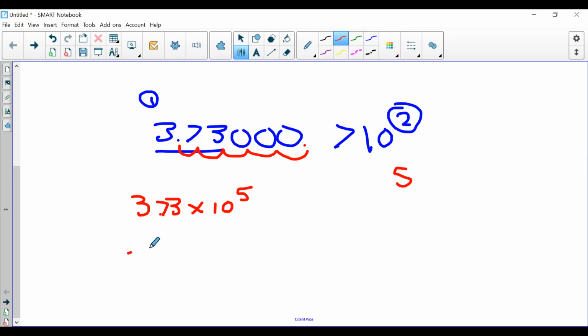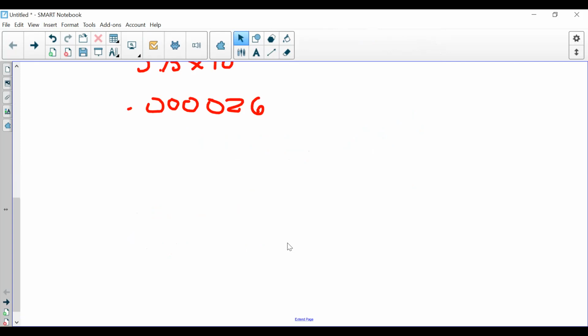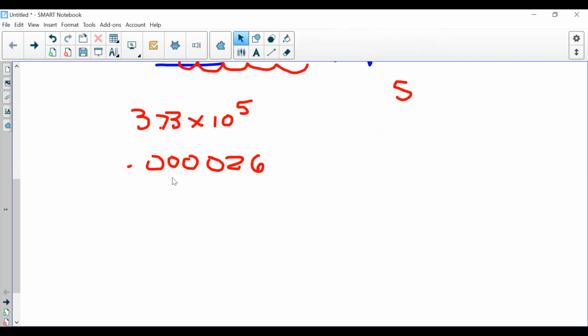So your first step, we're going to have 0.000026. All righty. Let me extend this page a little bit. Now my first step is to identify my coefficient. So I'm going to identify my first non-zero number. That's right there, that 2. It must be between 1 and 10, so I'm going to put my decimal point right there. I'm going to make that blue, so that's going to be my new decimal.